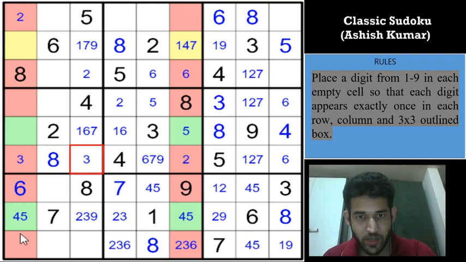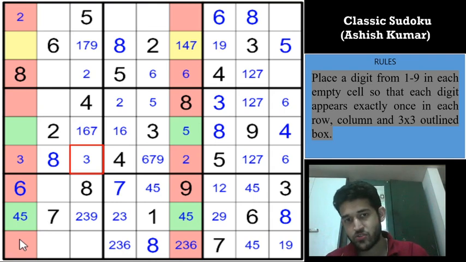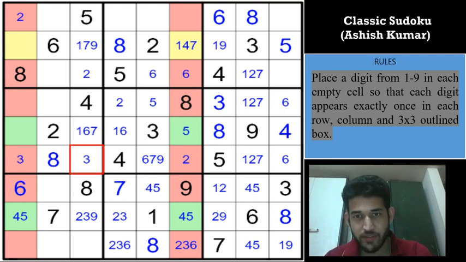This cell seems to be a good area. So this cell can't contain 4, 5, 6, 7 or 8. So it can only be 1, 2, 3 and 9. So 4 possible candidates there. So let us leave that for now.